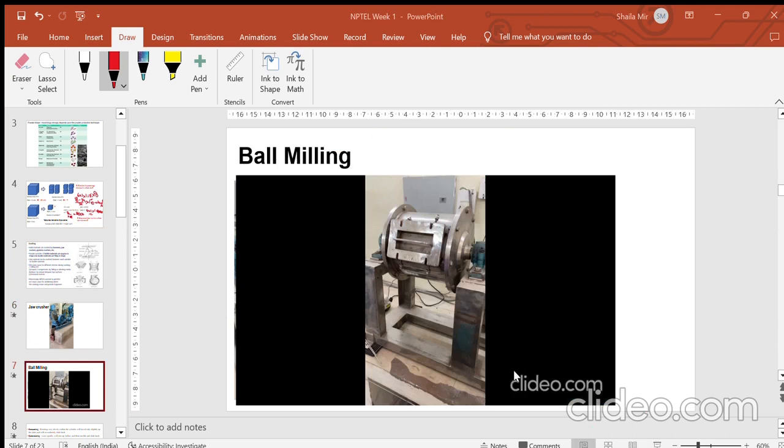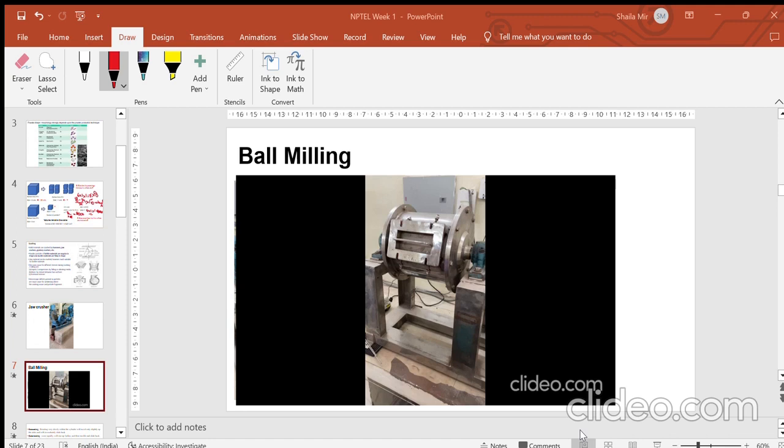If somebody can tell me, based on how you visualize the two crushing machines, how are the two processes helpful in achieving the powders? Yes, please. Yes, Swaroop, you can unmute yourself, I think.